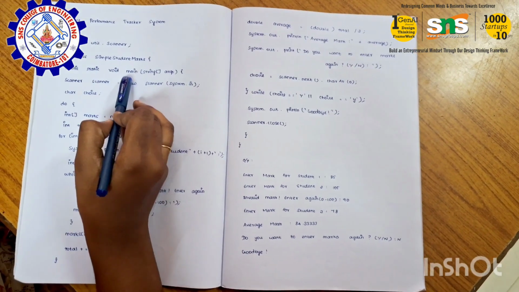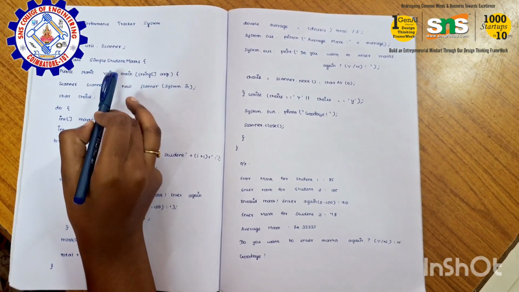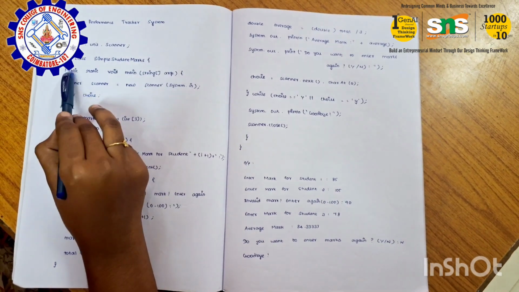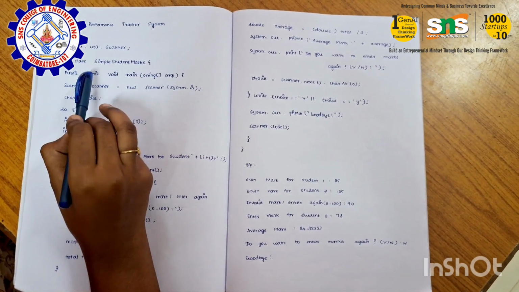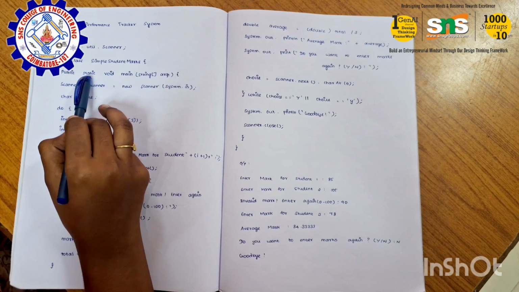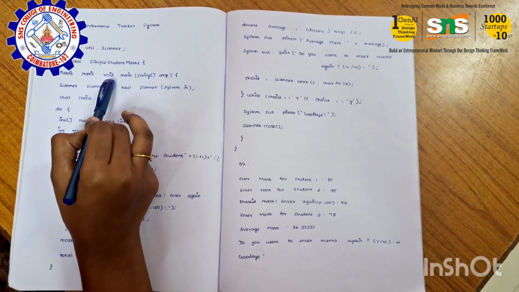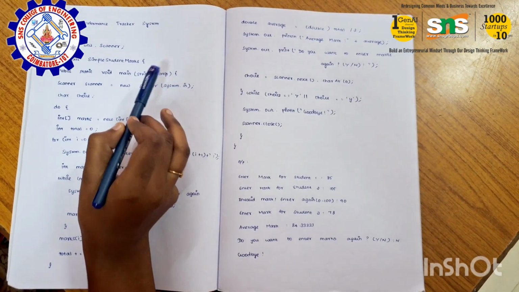Next, we are going to the main function. So this is the main method, the entry point of any Java application. Public can be accessed from anywhere. Static can run without creating an object. Void doesn't return anything. String args accepts command line arguments.